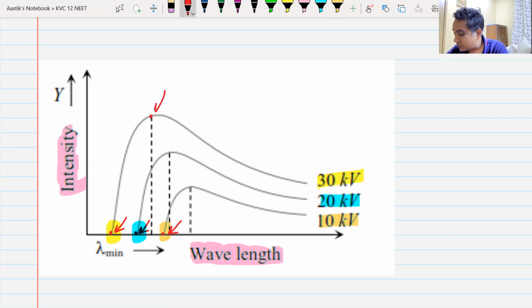And when the voltage goes up, the maximum value also goes up. So at 30 kilovolt, we have the maximum intensity here. For this, maximum intensity decreases. For this, maximum intensity further decreases. And we can see that this graph is going till infinity. It starts from a minimum value. This minimum value depends on the voltage. Do we understand this? Yes, sir.